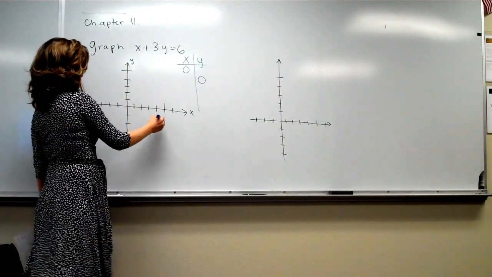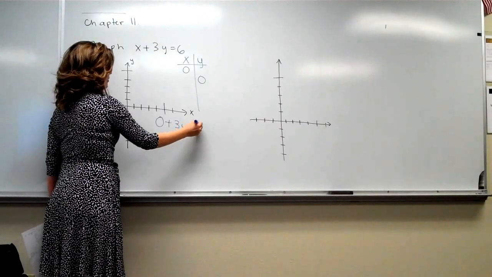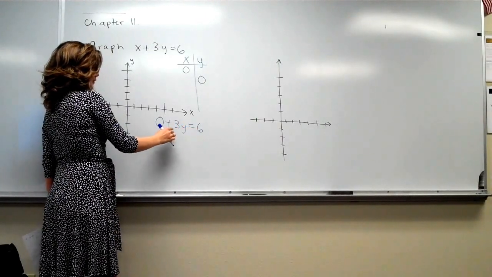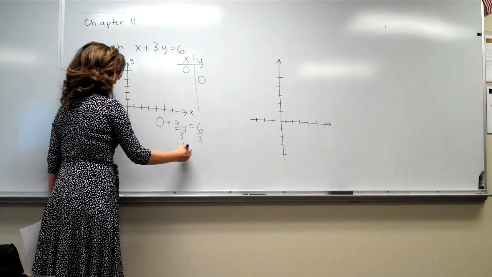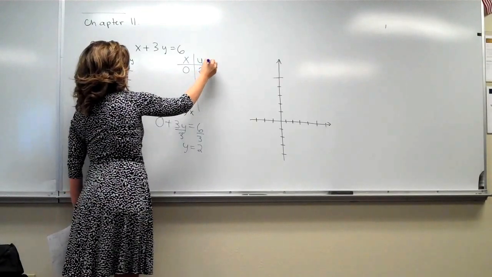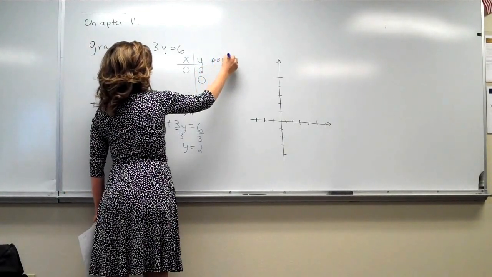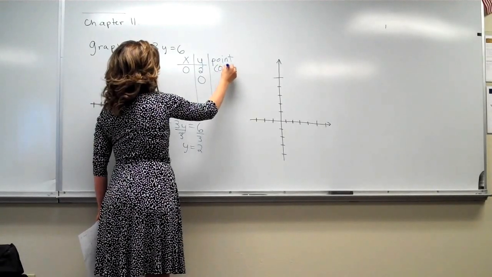If we put in 0 for x, we get 0 plus 3y equals 6. If we divide both sides by 3, we get y equals 2. So when x is 0, y is 2. That leads us to believe that this would be the point on the graph, 0, 2.